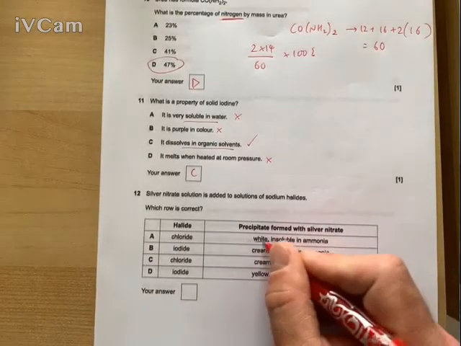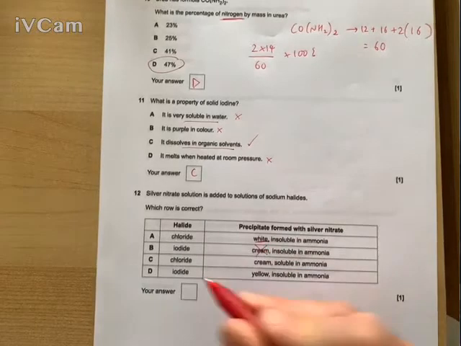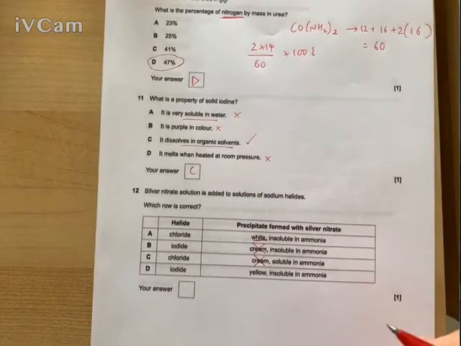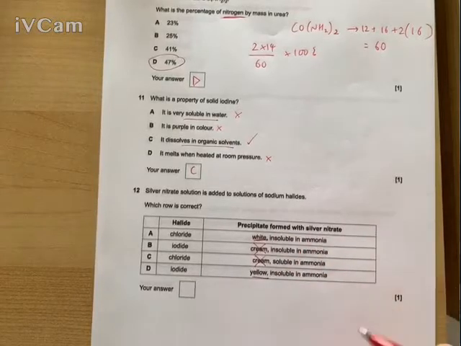So chloride would give us a white precipitate, happy with that. Iodide would not give us cream, it would be yellow. Chloride would not give us cream, it would be white. Iodide would give us yellow. So these two potentially could be correct.